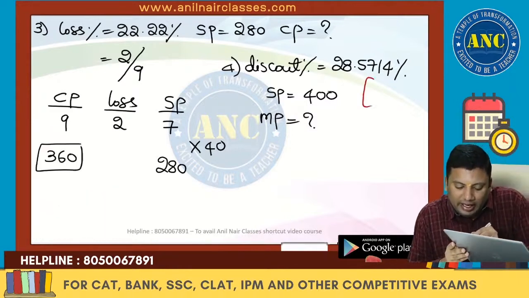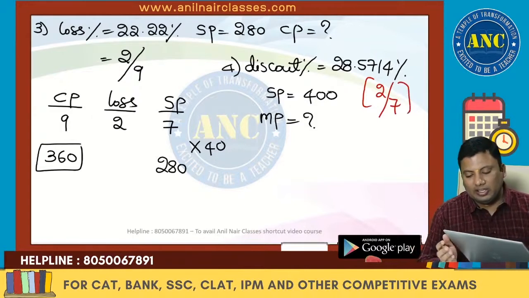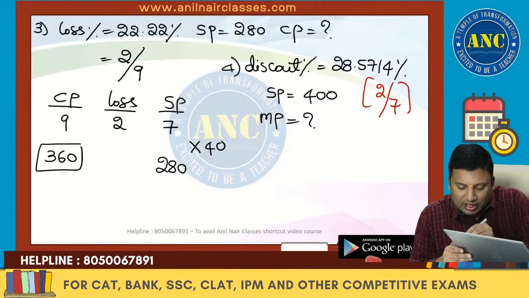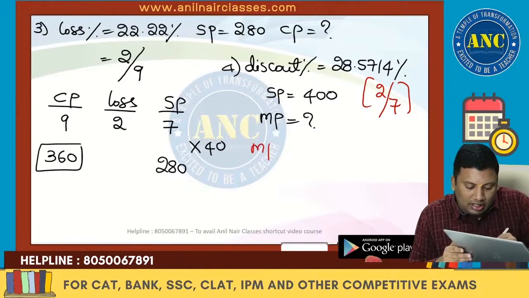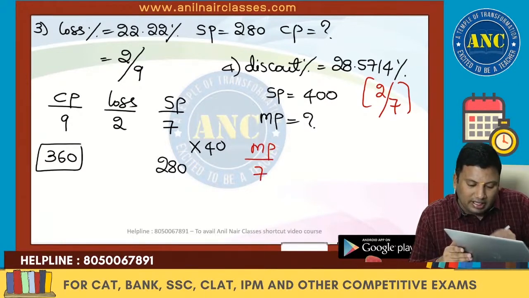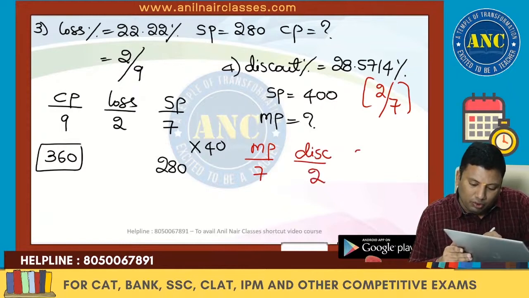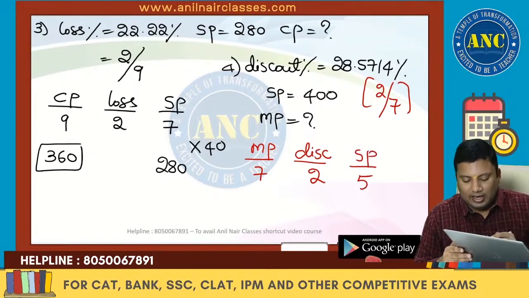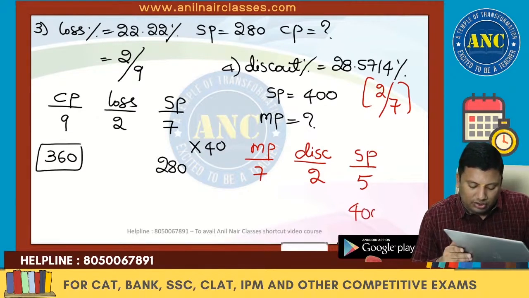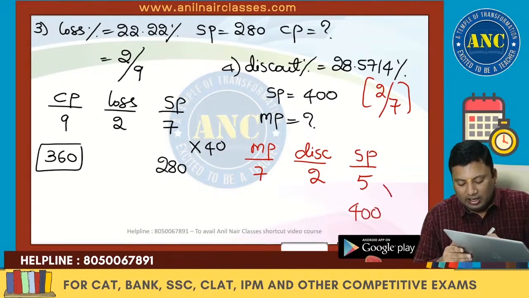Discount is 28.5714. It is nothing but 2 by 7. So that means the denominator, the price marked on the product, is 7. My friend came, so I gave a discount of 2 rupees. Selling price is nothing but 7 minus 2, 5. But actually according to the question, it is 400.